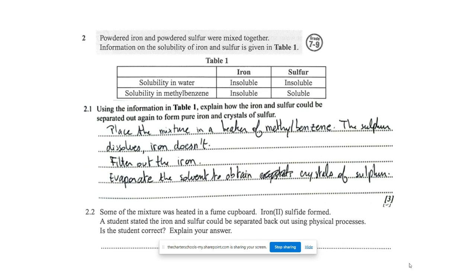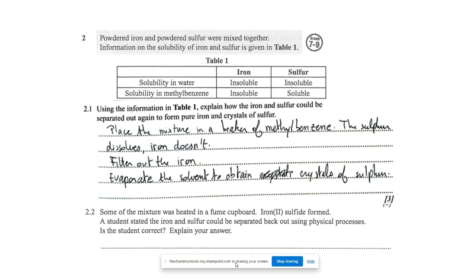And then some of the mixture was heated in a fume cupboard. Iron(II) sulfide formed. A student stated that the iron and sulfur could be separated back out using physical processes. Is the student correct? Explain your answer. He is incorrect because you cannot separate the elements of a compound using physical processes. They are too strongly attached. You will have to use a chemical reaction.